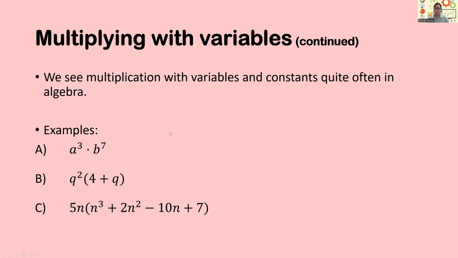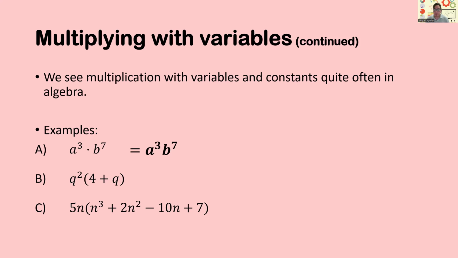Okay. So we often see a lot of multiplication with variables and constants in algebra. So here are just some examples that, on your own time, you can go back to this slide and take a look at it. So example A, if I have a to the third power times b to the seventh power, those are different variables. So if I'm asked to simplify this, all I'm going to do is just write those variable terms next to each other. Right? It doesn't look much different. It's just a to the third, b to the seventh. I just removed the dot and just squeezed those letters together. Okay.